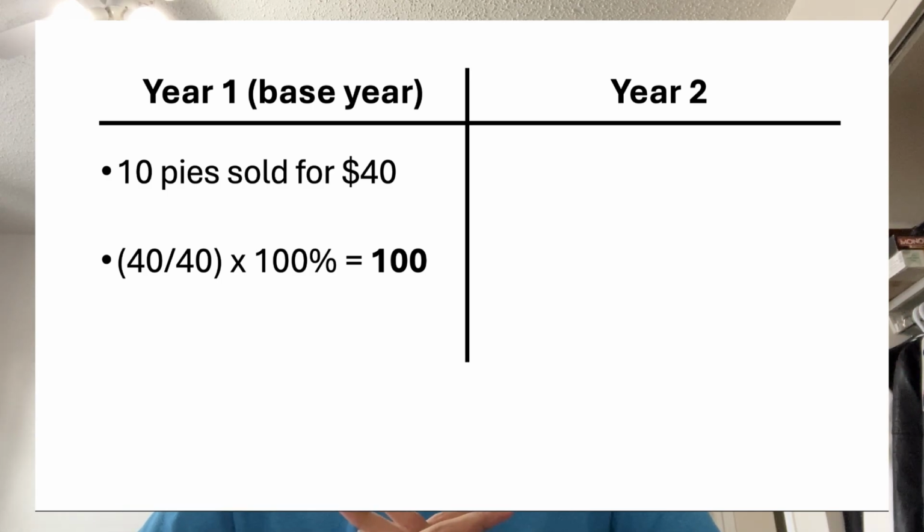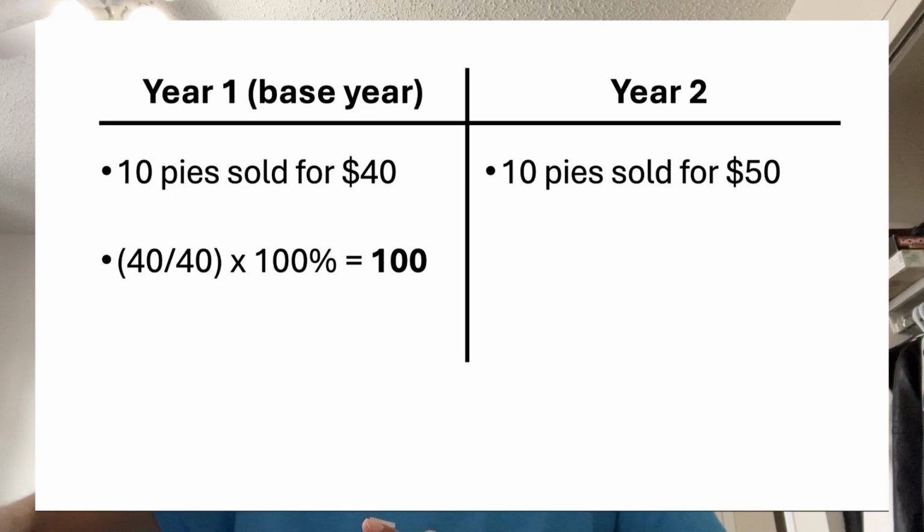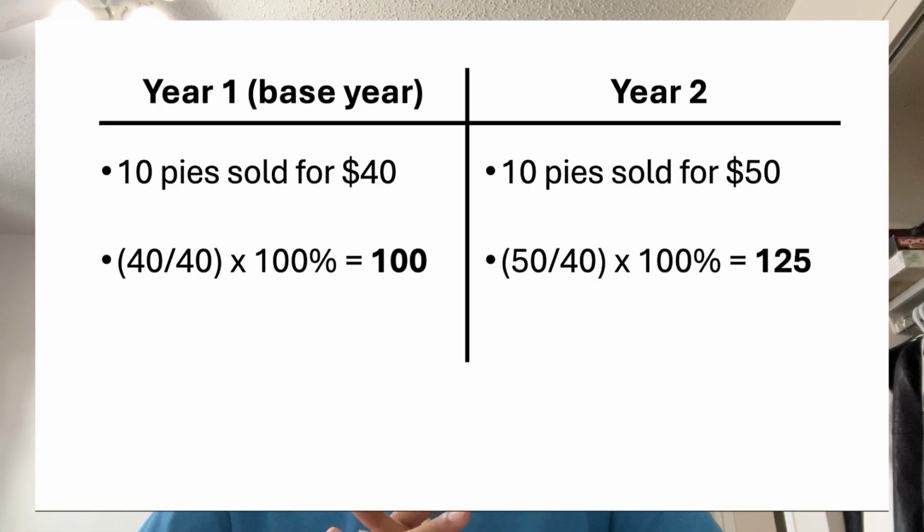Now let's say the same amount of pies were sold for $50 in year two. So what we'll do is divide 50 by 40, which is the amount it was sold for in year one, multiply by 100%, which gives us 125.